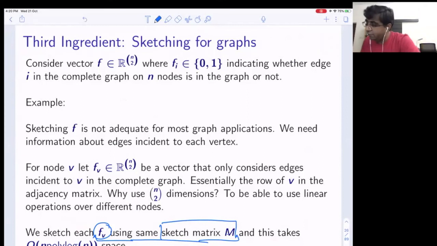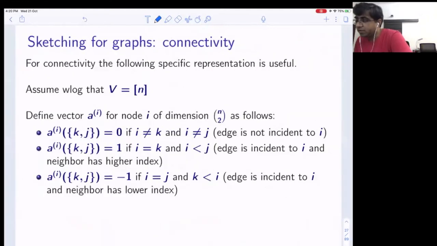So we know that for each sketch we need polylog space, and since we are going to keep a sketch for every vertex, the total amount of space it will take is n polylog n. So this is a broad idea of how we will do it. Concretely, the vector which we will use is the following.